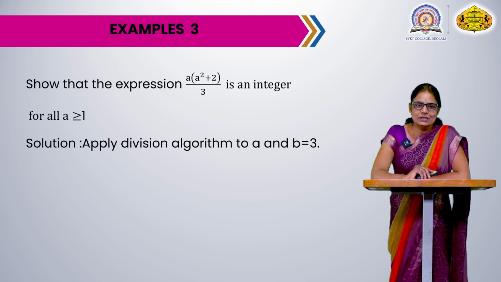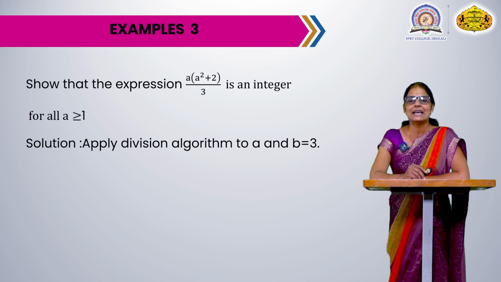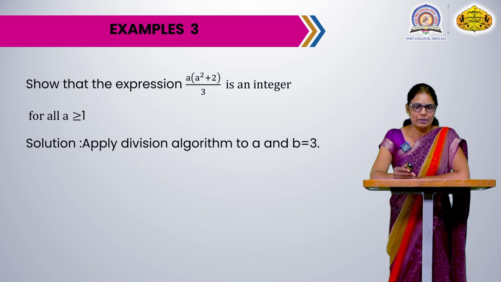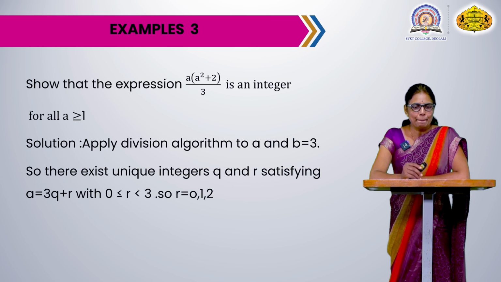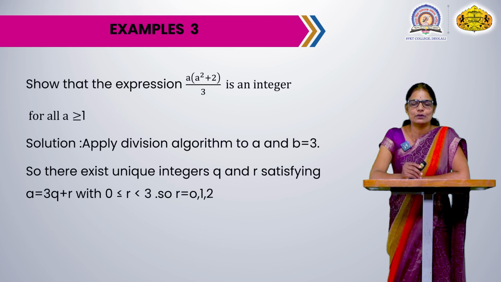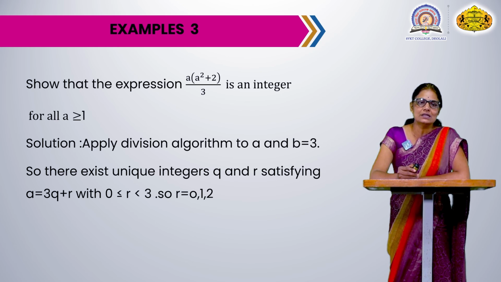For that you can use the division algorithm. Consider b as 3. So we take a and b as 3 and apply the division algorithm. By the division algorithm there exist unique integers q and r such that a can be written as 3q plus r with 0 ≤ r < 3. Again, here r is strictly less than 3, so there are only 3 possible remainders, 0, 1 and 2. Put these values in r. So a has 3 different forms: a can be written as either 3q, 3q plus 1 or 3q plus 2.